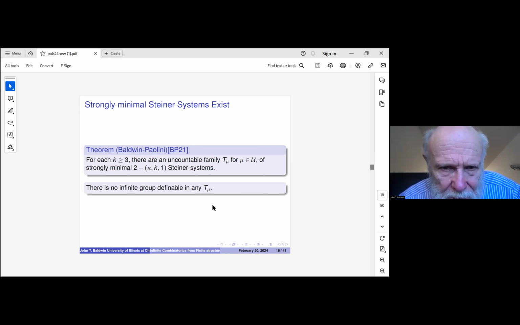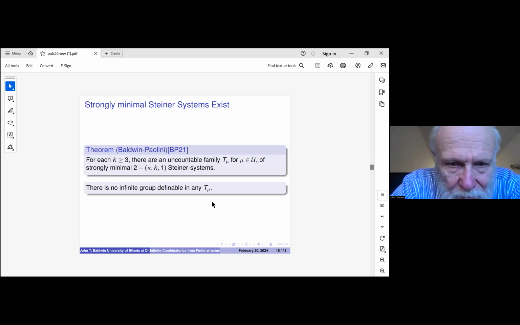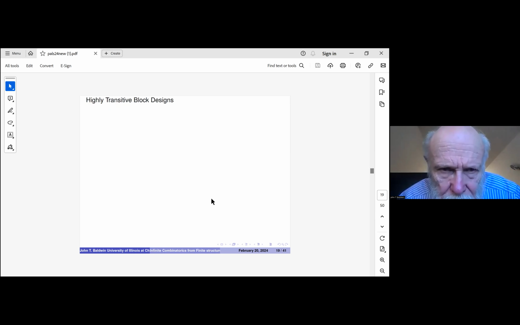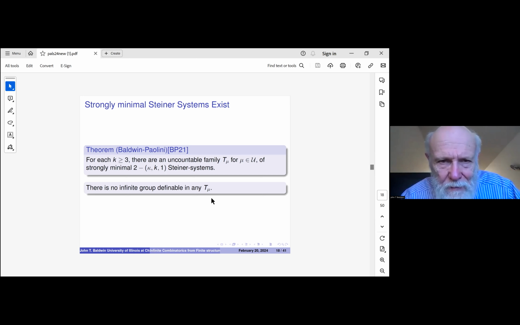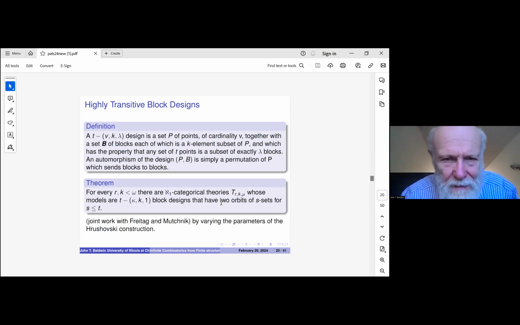All right. And now the theorem that Paolini and I showed is that for every k greater than or equal to 3, there is an uncountable family T mu, where the mu satisfies the condition just above, which give you, for every infinite kappa, 2 to the kappa K1 Steiner systems. So they're Steiner systems. And there's no infinite group definable in any of them. All right, so that's one example. The next example I call highly transitive block designs.